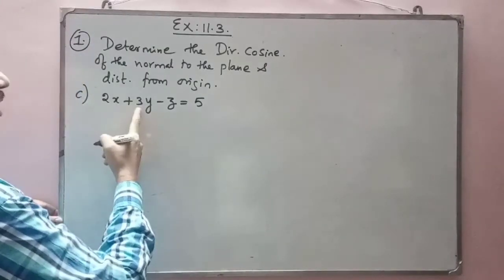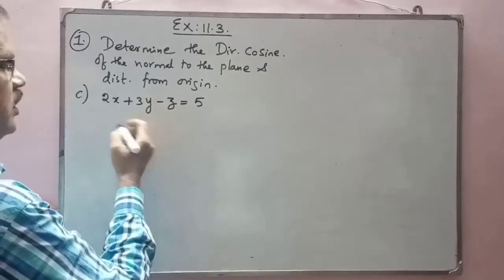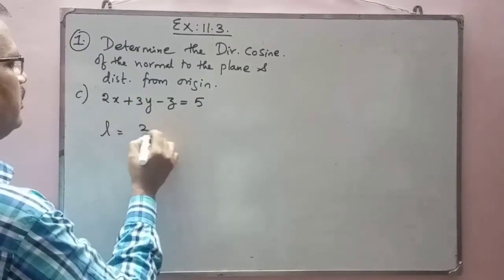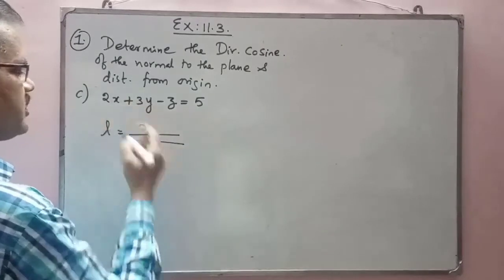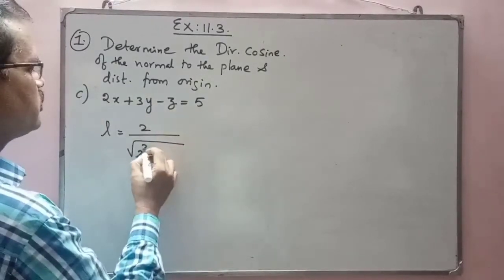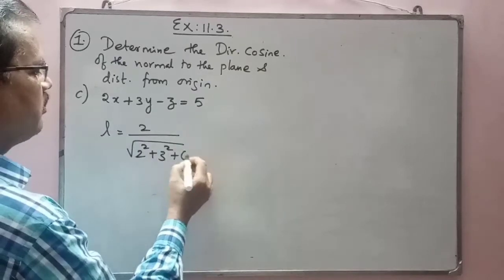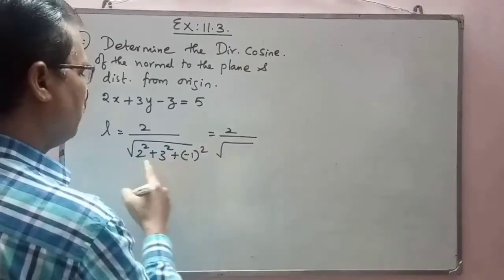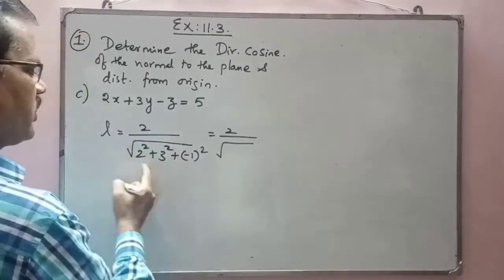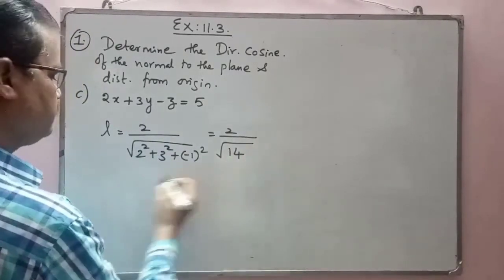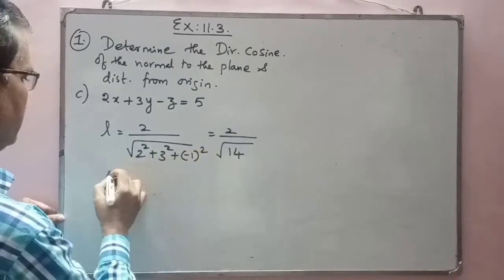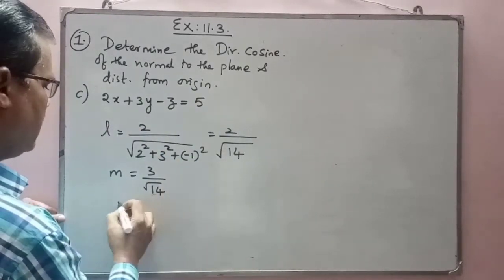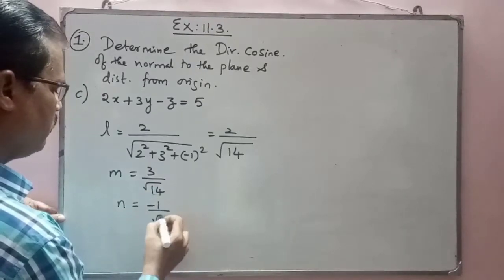Again, the direction ratios are 2, 3 and minus 1. Now we need to find the direction cosines. So l will be 2 by root of 2 square plus 3 square plus minus 1 square, which is equal to 2 by root of 4 plus 9 plus 1. 4 plus 9 plus 1 is 14, so root 14. So m is equal to 3 by root 14. N is equal to minus 1 by root 14.